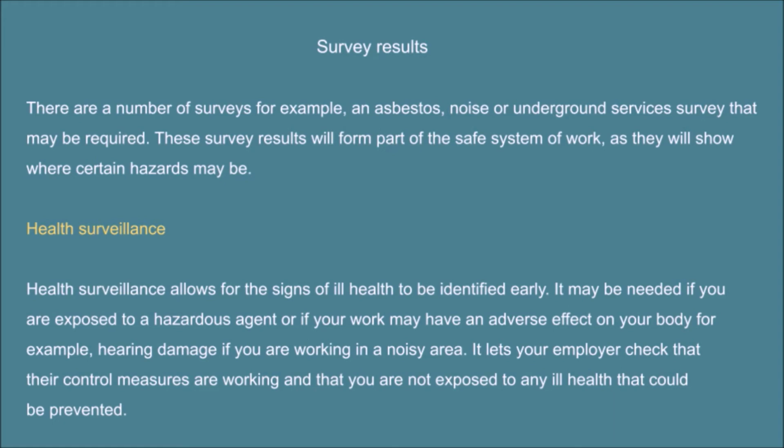Health surveillance. Health surveillance allows for the signs of ill health to be identified early. It may be needed if you are exposed to a hazardous agent or if your work may have an adverse effect on your body, for example, hearing damage if you are working in a noisy area. It lets your employer check that their control measures are working and that you are not exposed to any ill health that could be prevented.